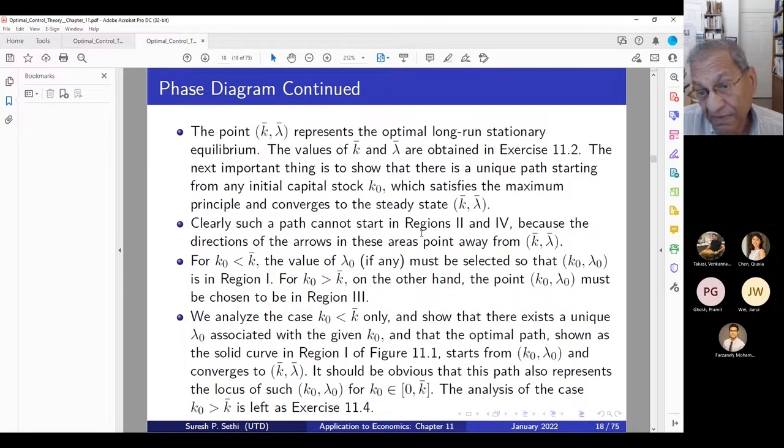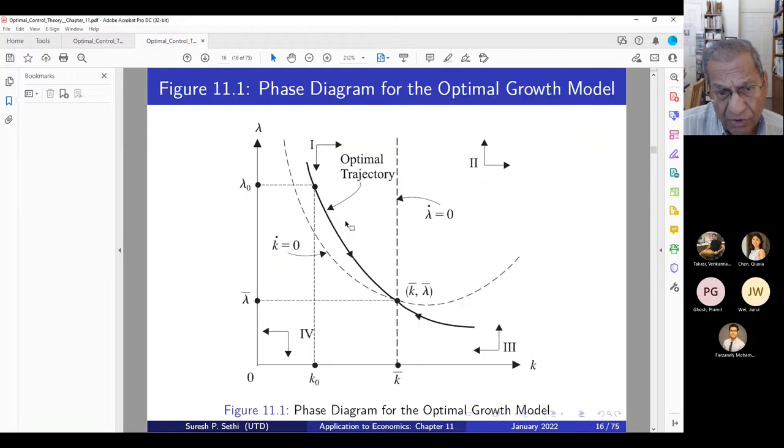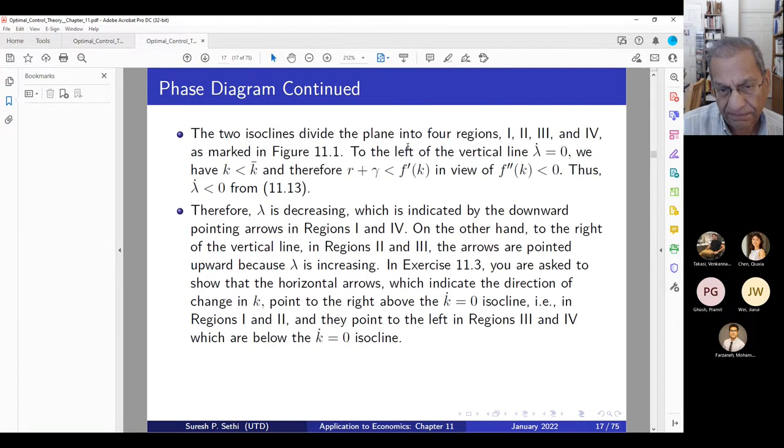So we've done that part. The last part is more complicated, because we now need to analyze what happens to this path. You need to show it doesn't go here. You need to show it doesn't go here. And you need to show that it will eventually go here. You also need to show that there are no two paths that go to here, because you want to find one lambda zero. You don't want another lambda zero that also does this. So you need to prove that there's a unique path, which means there's a unique value of lambda zero that will do this. So that's kind of the phase diagram method.